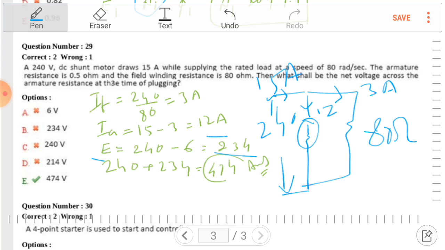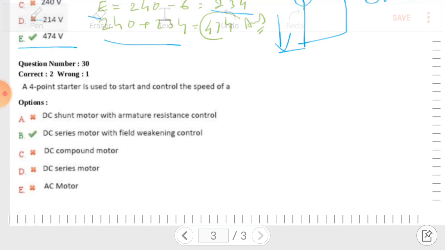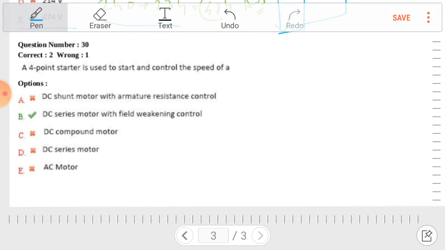Now adding the terminal voltage and EMF we get the total voltage during plugging. It is 240 plus 234 means 474 volt. Option E is correct. Our last question is, a 4-point starter used to start and control the speed of. It is used for DC series motor with field weakening control.